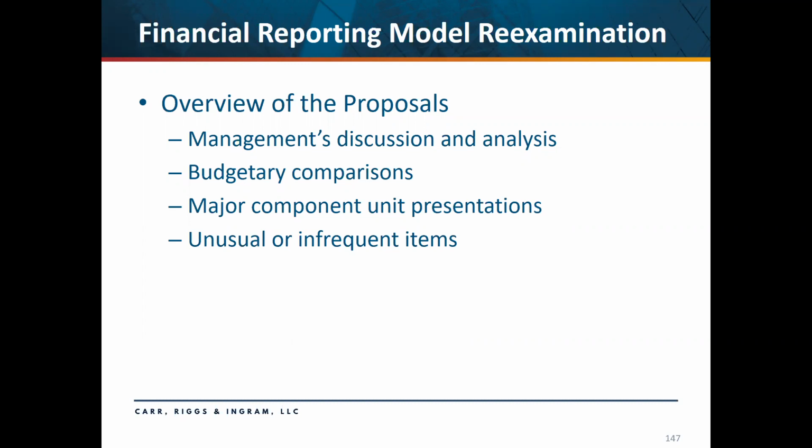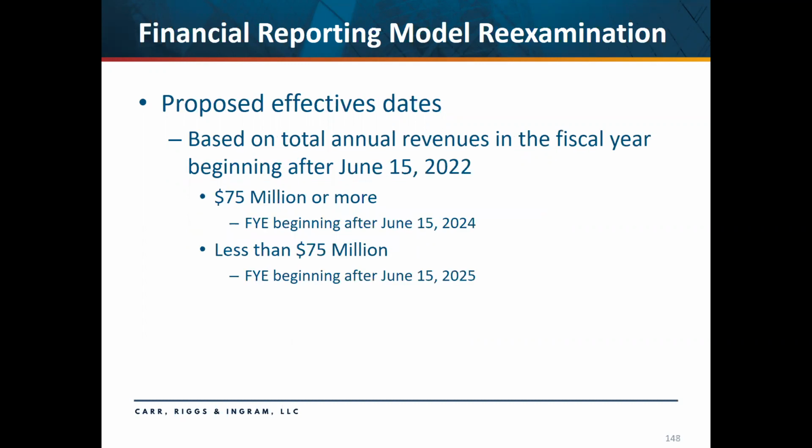Okay, so it's going to kind of replace those extraordinary and special items, and they're going to change some of the terminology and the requirements there. And then the proposed effective dates, just so you know, are going to be similar to 34. You had this phased implementation. You're going to have $75 million or more in annual revenues beginning after June 15, 2022. Then 75 million or more is going to be effective beginning after 2024, and less than 75 is going to be after 2025. Okay, so that's kind of like the really big one I think that's coming.